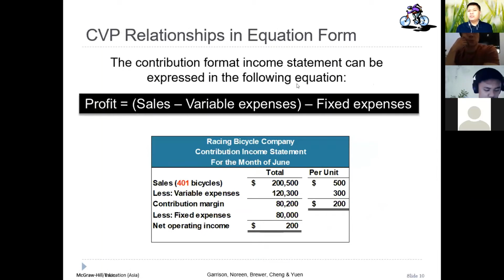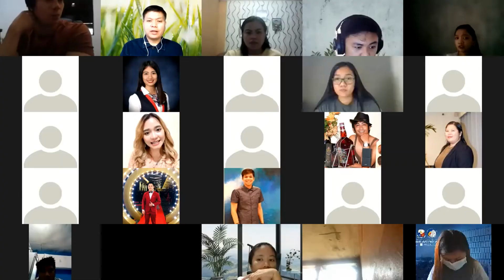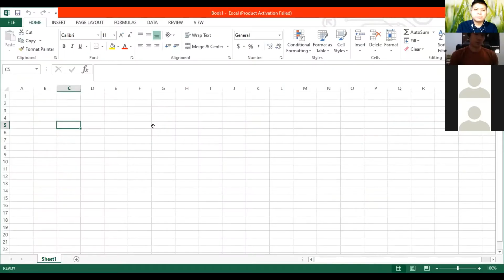The CVP relationship in equation form. No? Before I present this, so that it won't be too confusing, 500, 300, 200. You see my Excel file? Yes po, sir.